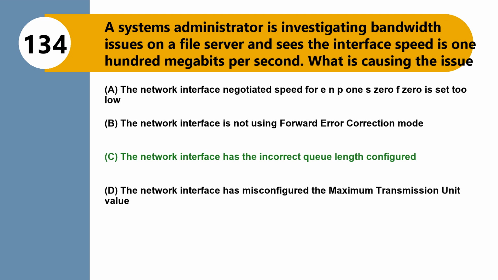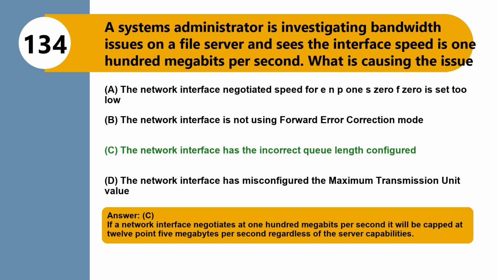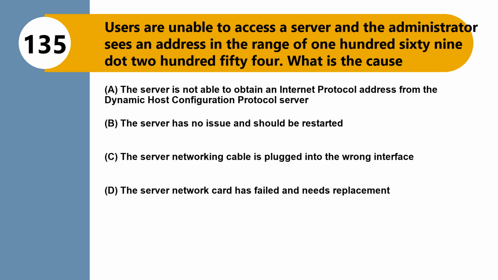The correct answer is option C. The network interface has the incorrect queue length configured. If a network interface negotiates at 100 megabits per second, it will be capped at 12.5 megabytes per second regardless of the server capabilities.